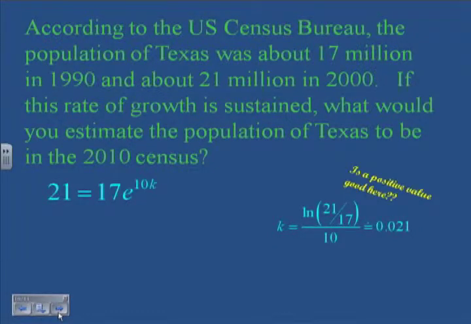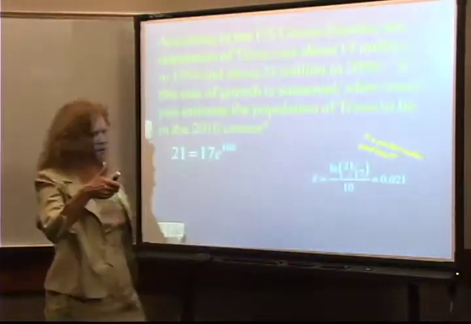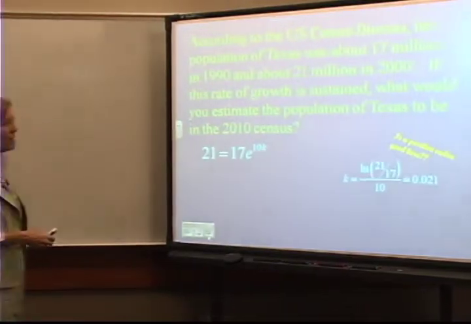Well, are you okay with that being positive? You know, the last k value is negative. Why was the last k value negative and this guy's positive? Oh, because the population of Texas is growing. The amount of radioactive element was decaying or declining. That's the difference. Okay, so it kind of helps to be thinking about the whole problem. A positive k value is expected in this particular case.